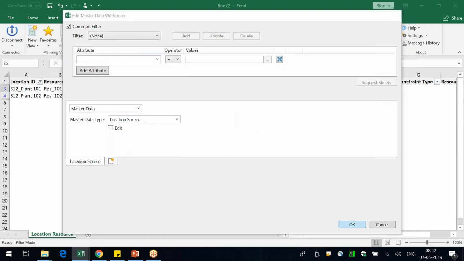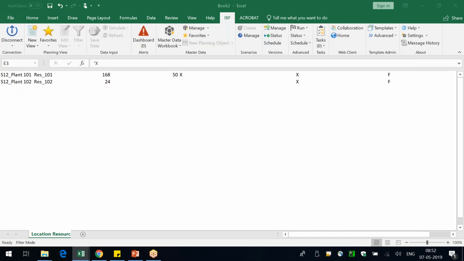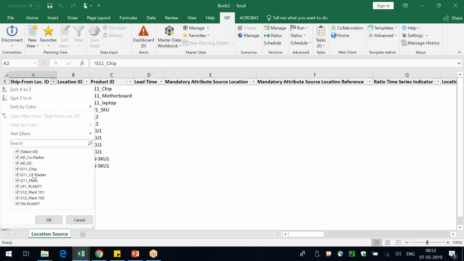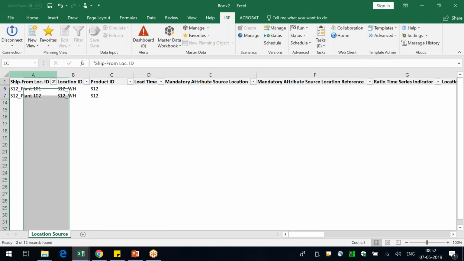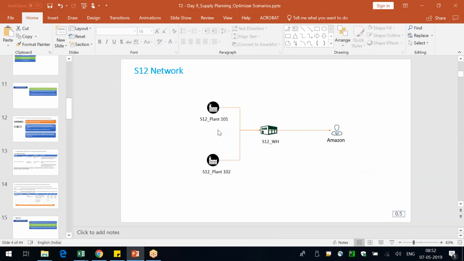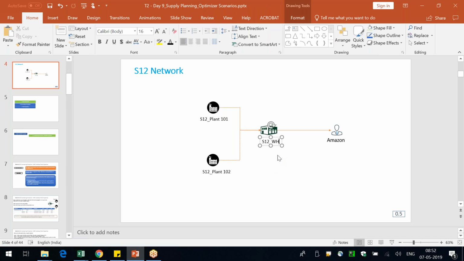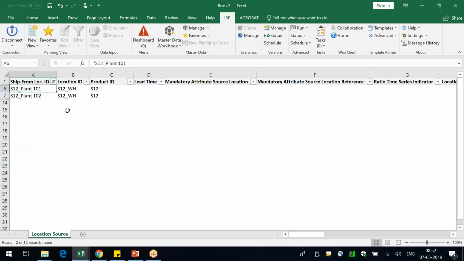We're bringing in the location source of supply master data. Let's bring over another one. Okay, so this is master data. It says what the ship from location is in this diagram here. Plant 101 is shipping to the warehouse. That is the ship from location. It is shipping to the warehouse, and the product is S12.